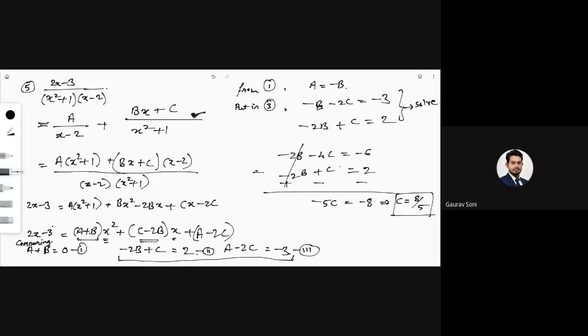So put this in the previous one. So minus 2b is equal to 2 minus 8 by 5. So b will become 10 minus 8, 2 by 5. So finally it will be 1 by 5 with minus sign. And so a will become 1 by 5. So once we put these values, I'll get the required partial fraction.